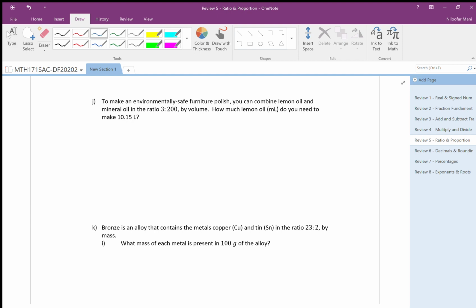Okay, so I have lemon oil and mineral oil. 3 to 200. Am I right? Yes, by volume. See, it doesn't say 3 liter, 200 liter. No, because it could be 3 cup, 200 cup, 3 liter, 200 liter. Those things. How much lemon oil do you need to make this 10.15 liter? Remember, this is total. Okay, so how much? Just lemon oil.